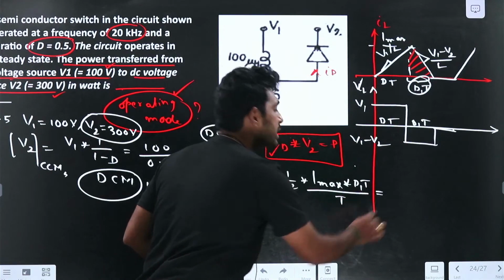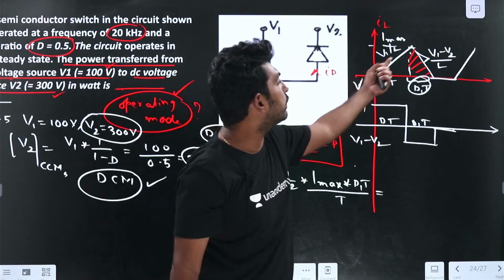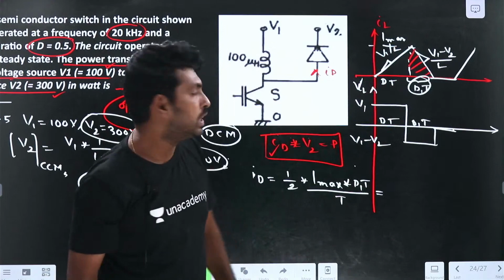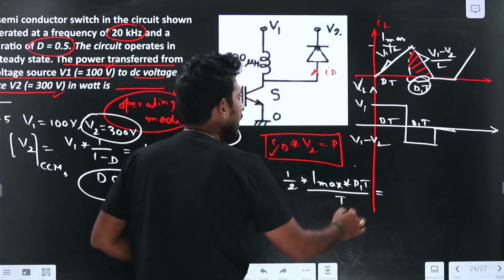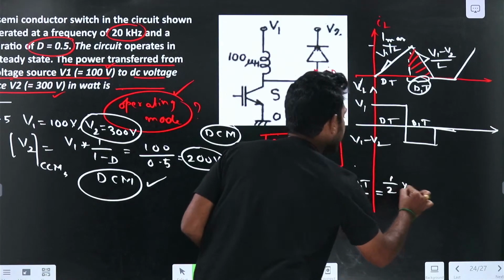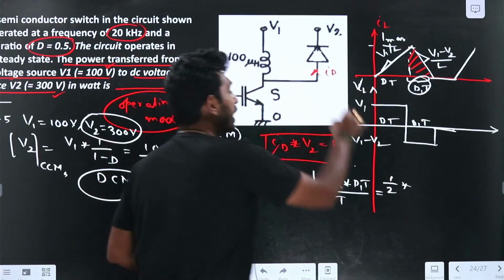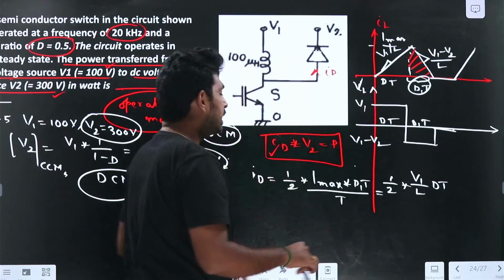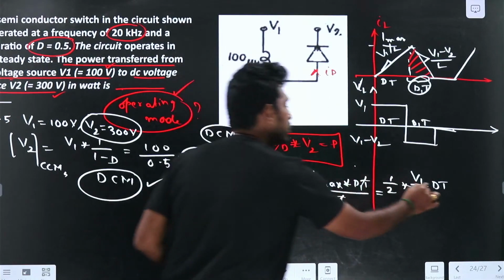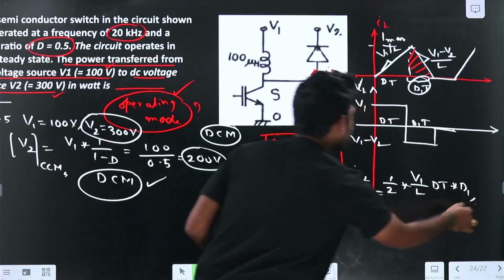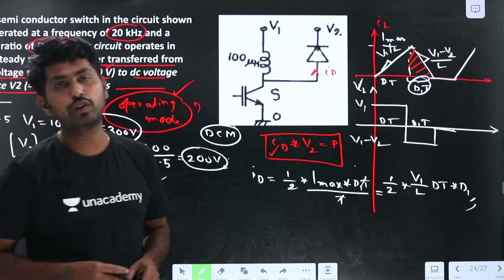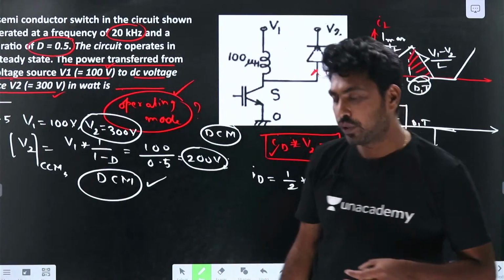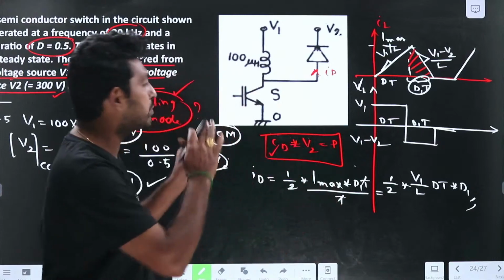How can I find the Imax value? Imax, I can take as V1 by L into dt, or else V1 minus V2 by L into dt. So half into Imax, which is V1 by L into dt, into D1 into T, and T will get cancelled, into D1. From this I need to find the ID value. To understand the problem, I am explaining each and every step, but if you understand the concept, you can write it directly by observing the waveform.